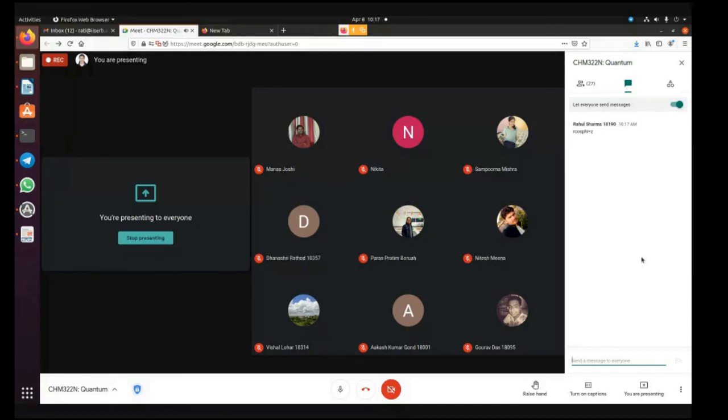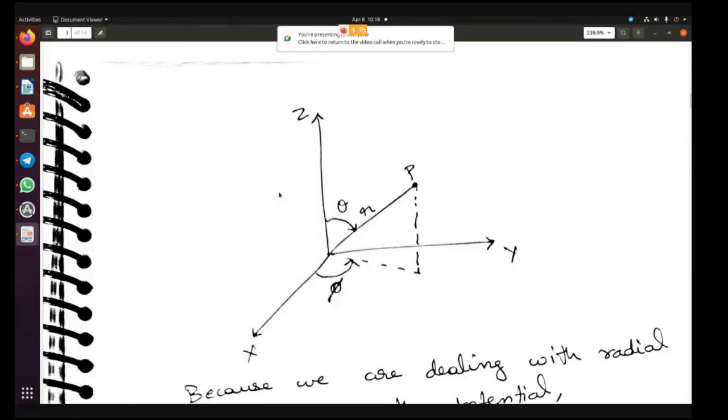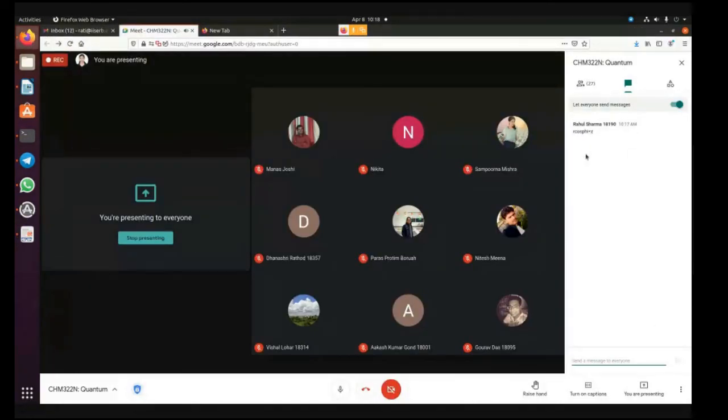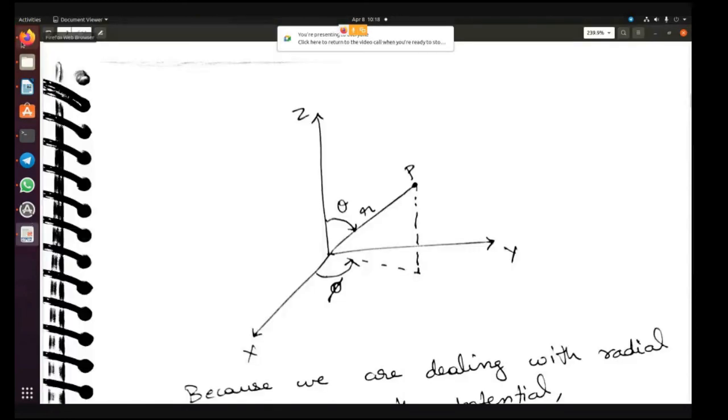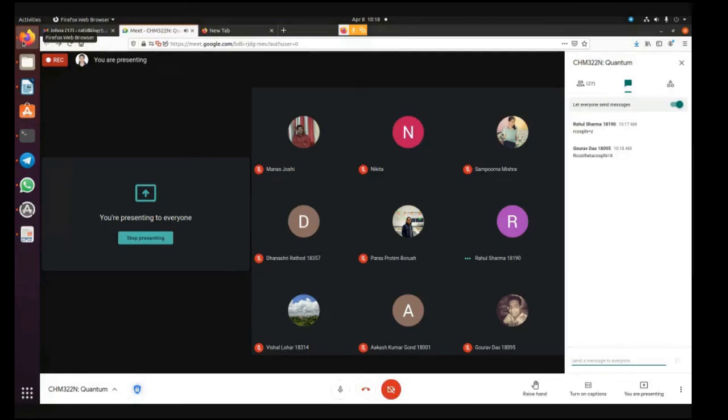Okay, r cos phi is z. You are kind of correct, but because we are taking it in this manner, it is r cos theta that is z. If you just look at this, you will see that r cos theta is actually z, so it's not r cos phi. If r cos theta is z, then what are x and y? Rahul, can you guess now? Yeah, r sine theta cos phi is x.